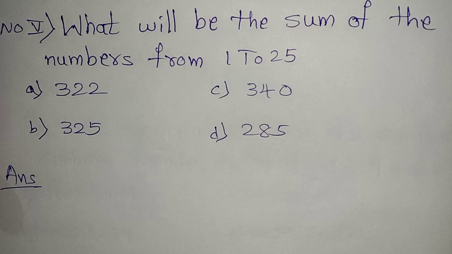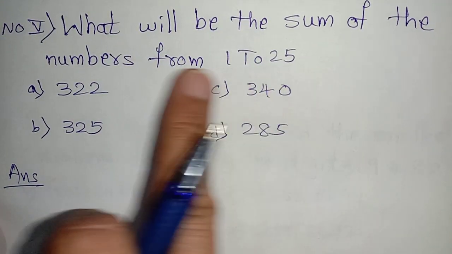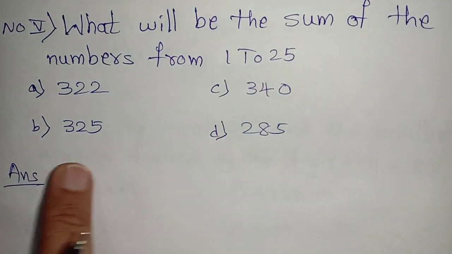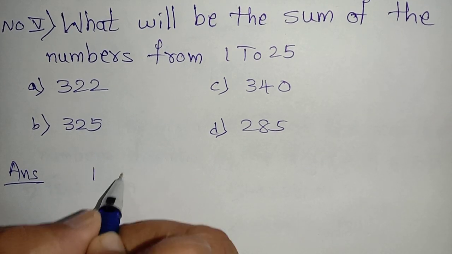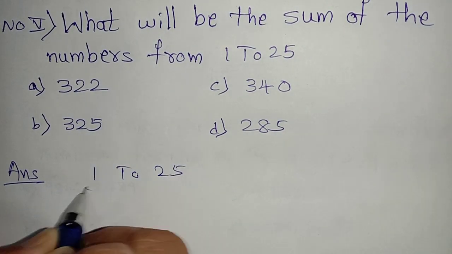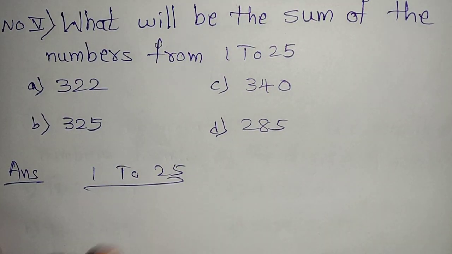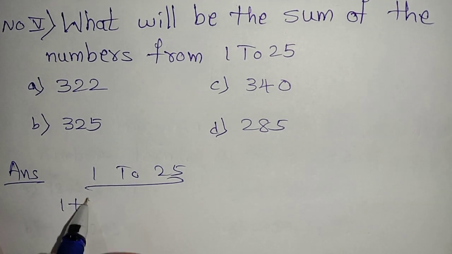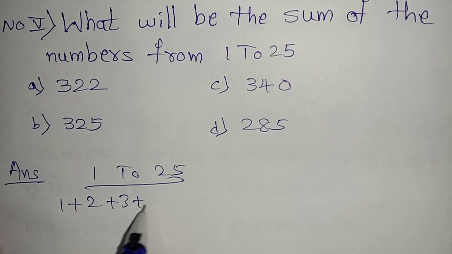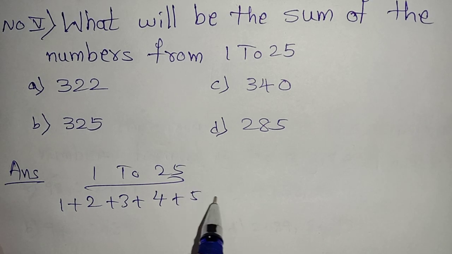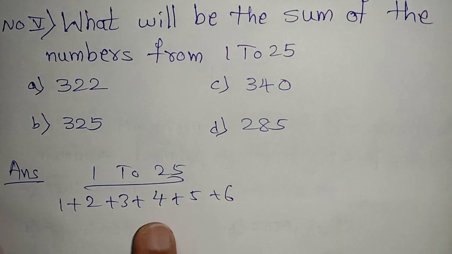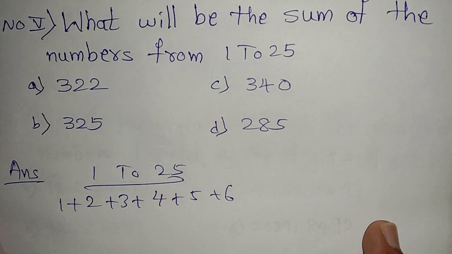See here, what will be the sum of the numbers from 1 to 25? Okay, see here, 1 to 25 numbers are there. Sum means addition. Here 1 plus 2 plus 3 plus 4 plus 5 plus 6, like this you are going to write and you will add all these.